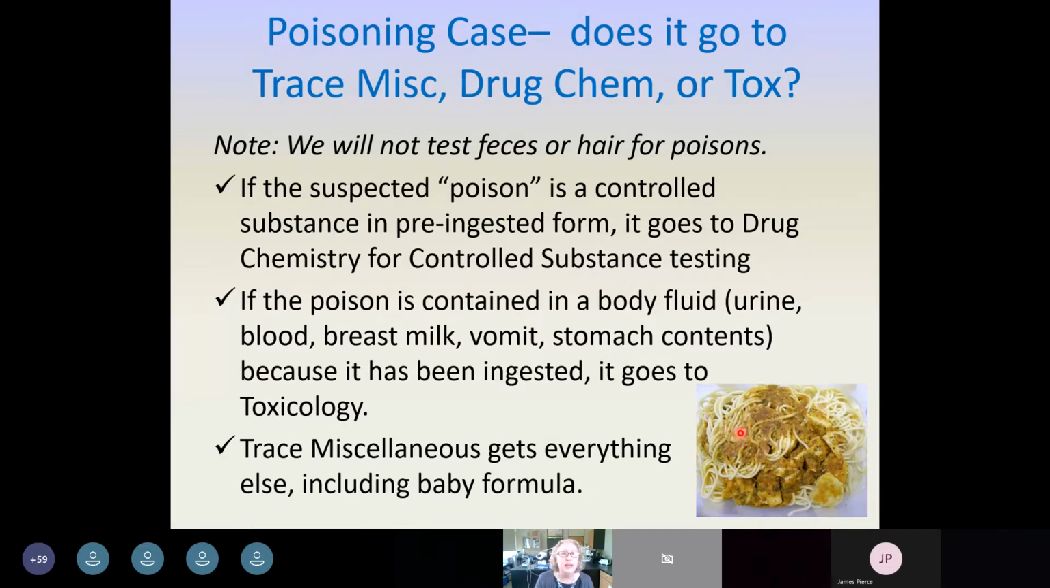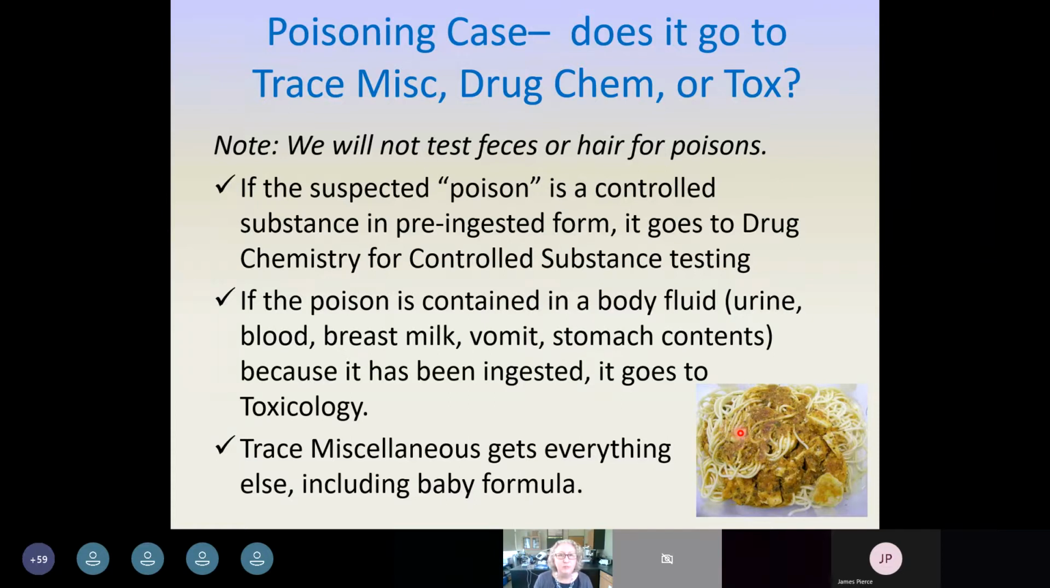What we will do is, if the suspected poison that you're targeting is a controlled substance in pre-ingested form, we will send it to the drug chemistry unit, because pre-ingested controlled substances, that's just drug testing. For example, if you think a brownie has fentanyl in it, or some homemade candy has THC in it, those would go to our drug chemistry section. Pre-ingested, so it has not entered the body yet.